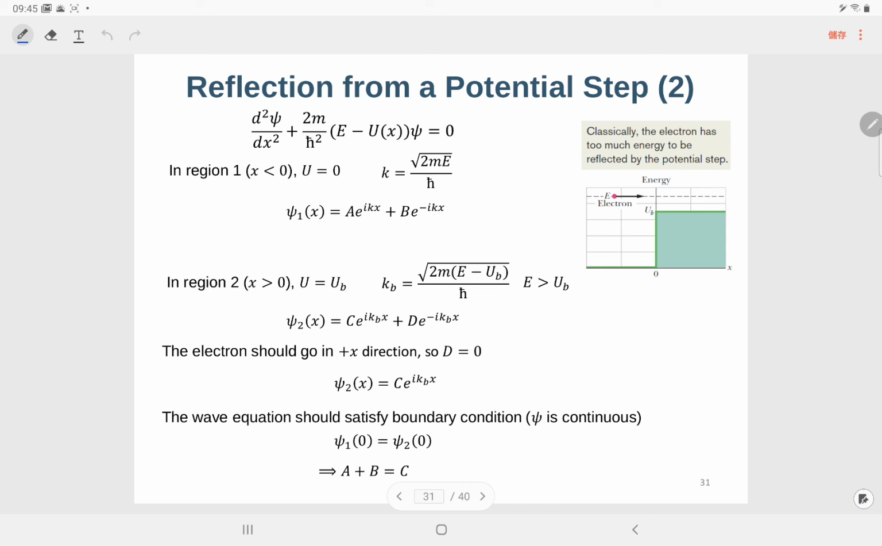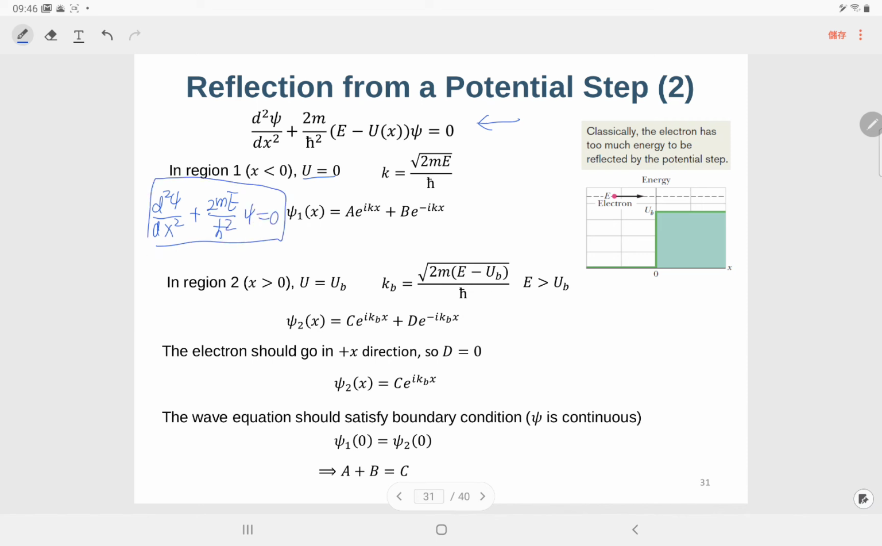So actually, we need to solve the Schrödinger's equation. This is the Schrödinger's equation. You have learned it maybe a few pages ago. So in region 1, U is 0. So this reduces to d squared phi dx squared plus 2me over h bar squared phi equals 0.